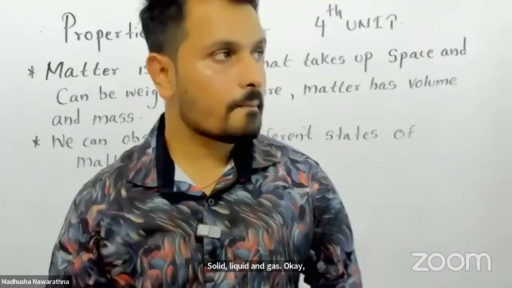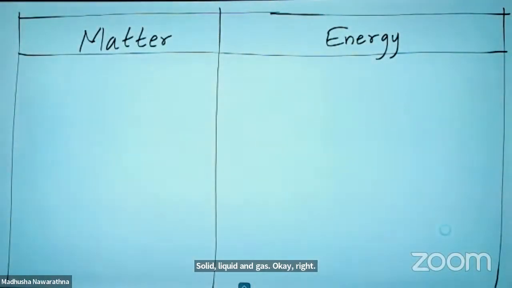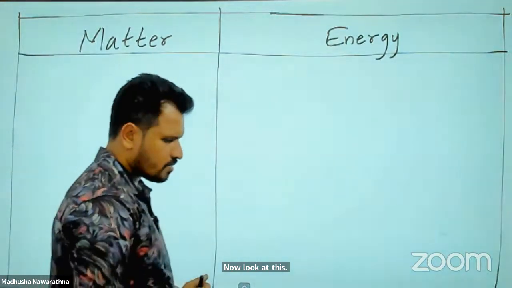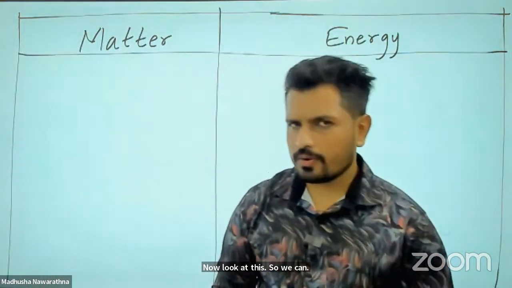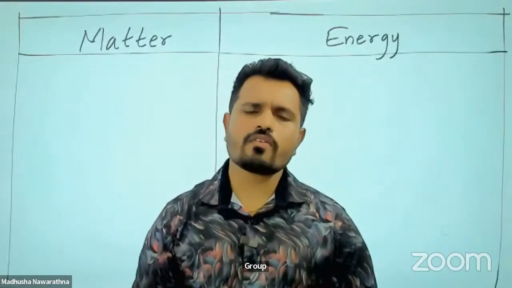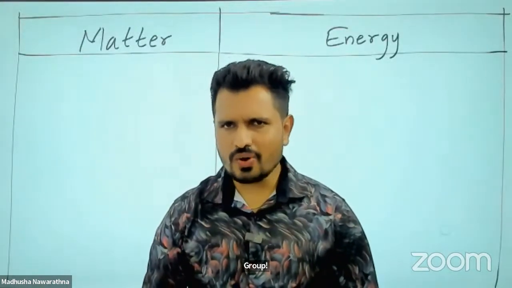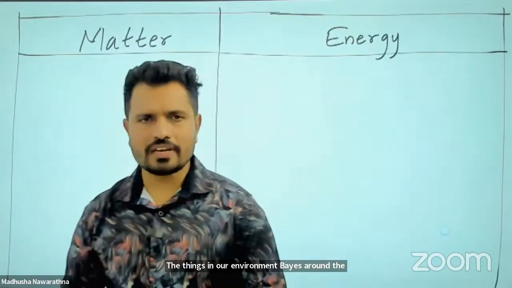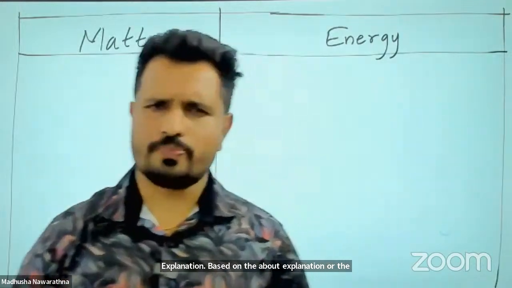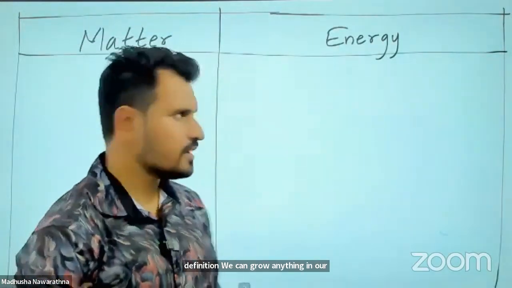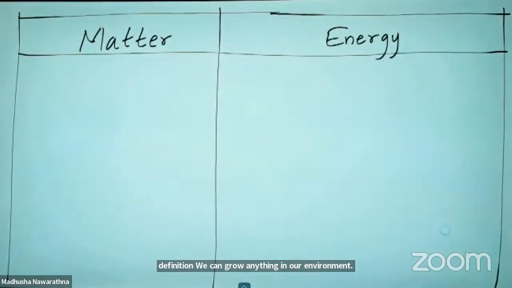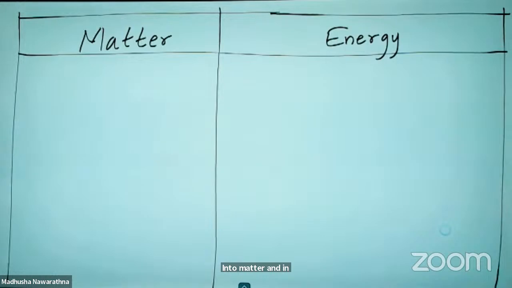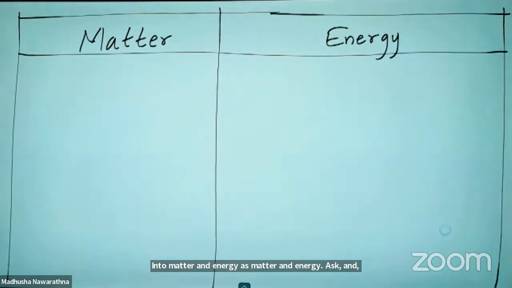Now look at this. We can group the things in our environment based on the above explanation. Based on the above explanation or the definition, we can group anything in our environment into matter and energy.